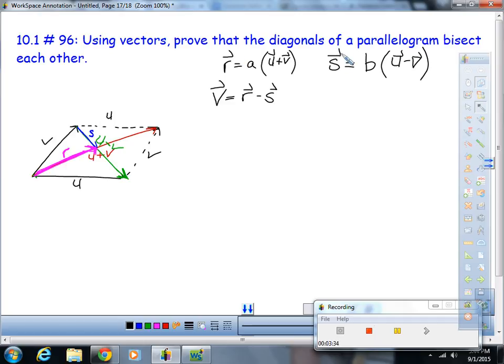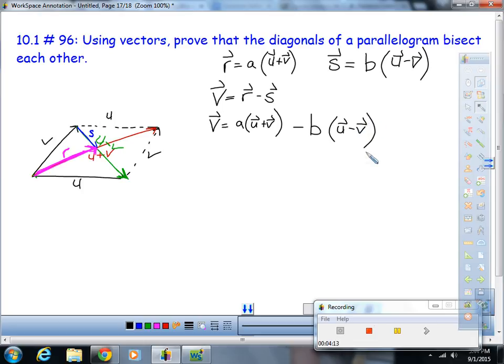Do you see that on our picture? We travel in the direction of R, and then we travel backwards in the direction of S, and that leaves us to where v ended up. So now let's do some substitution. So v is equal to R. Well, R is A times u plus v, minus B, sorry, there should be a plus v here, times u minus v.